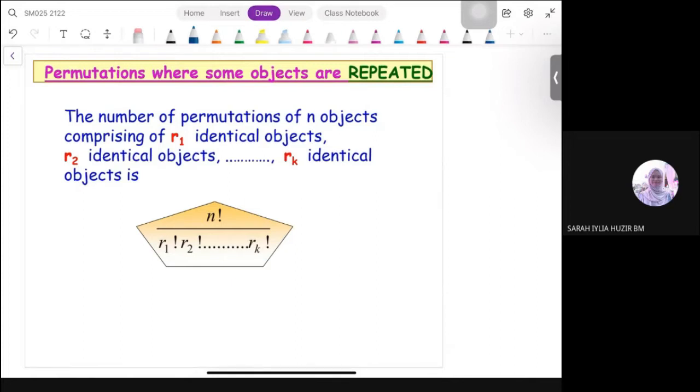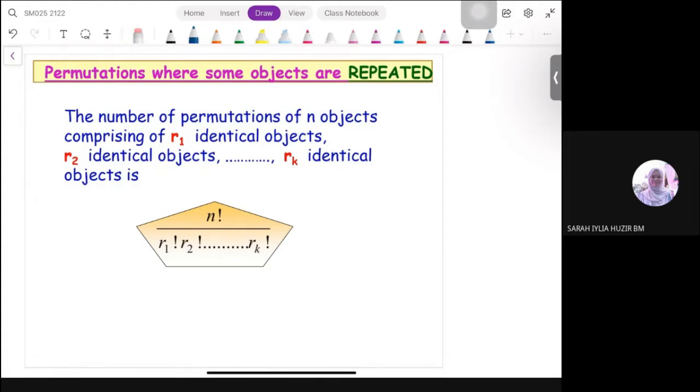So how do we arrange these things? Our formula would be n factorial. N represent how many objects do we have, divided by R1 factorial, R2 factorial, up to RK factorial. So each R represent number of identical object. So first maksudnya kita susun seperti biasa, but then we have to divide by that identical object.